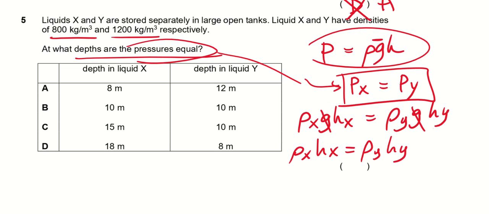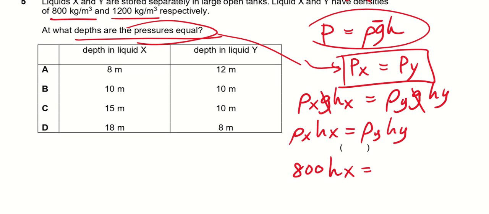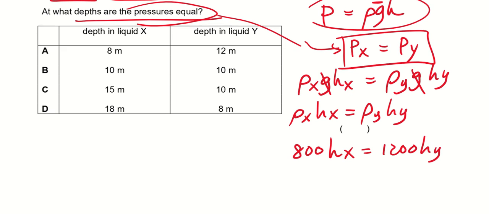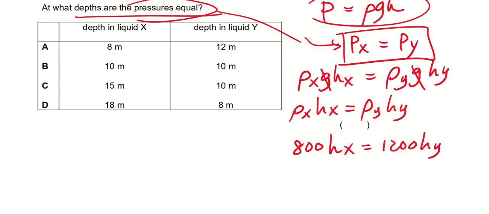Now rho x is actually 800. I substitute in. Hx I don't know, I'm supposed to find. Rho y is 1200. Hy I don't know. So now I will need to guess and check. So obviously Hx must be larger than Hy. From here, Hx must be greater than Hy, right? Then they cannot be equal.